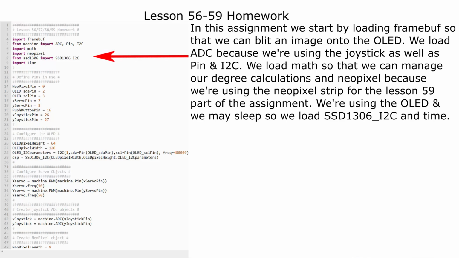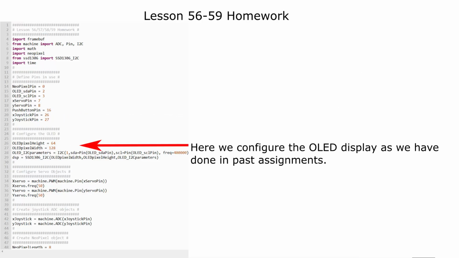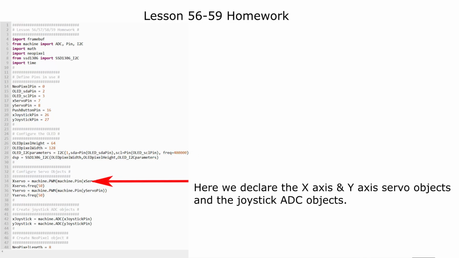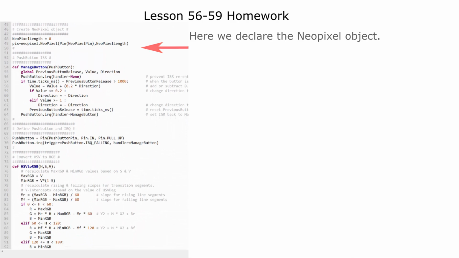We're using the OLED and we may sleep, so we also import SSD1306_I2C and time. Next we declare the pins we're going to use for the NeoPixel strip, the OLED, the two servos, the joystick push button, and the joystick pots. Here we configure the OLED display as we've done in past assignments. Here we declare the X-axis and Y-axis servo objects and the joystick ADC objects. Here we declare the NeoPixel object.